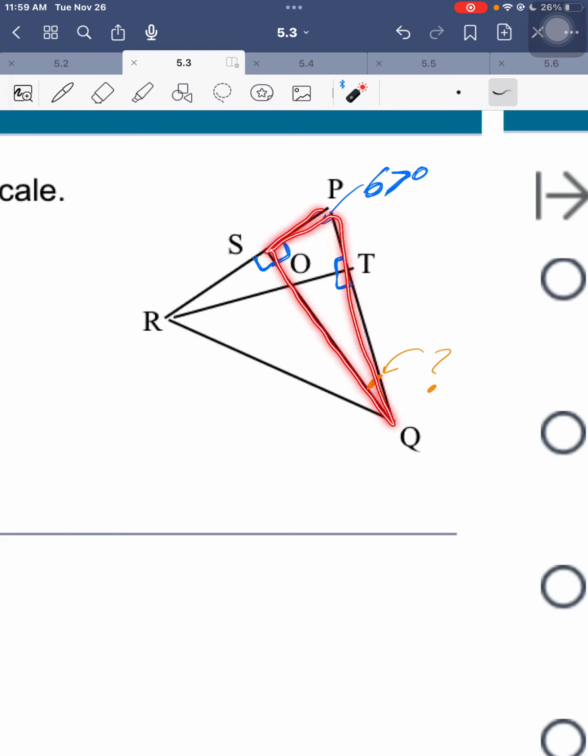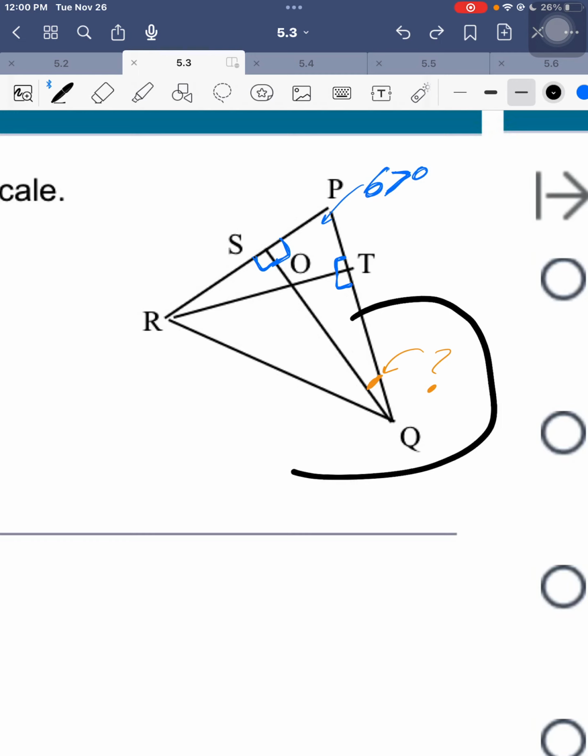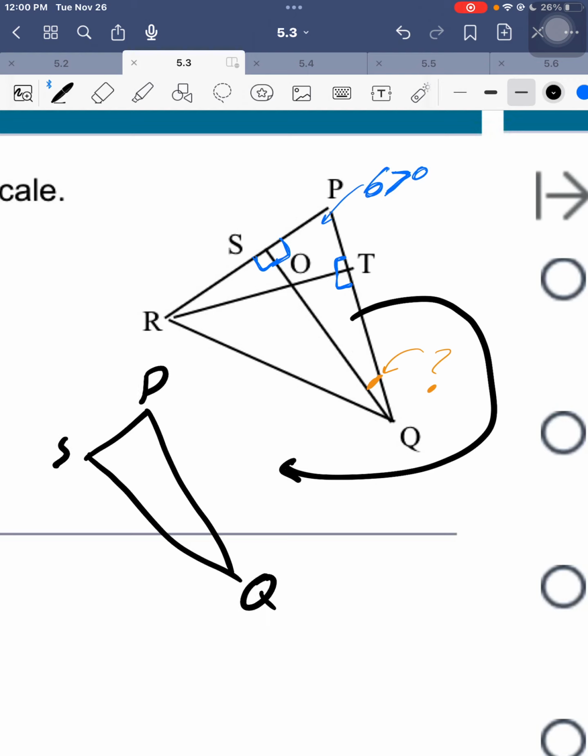But what else do I have here? Look, I have this triangle right here, PQO. And what do I know about PQO? Let's draw this out. Or PQS, I apologize. I'm gonna pull out this triangle onto here. So I'm gonna have S, P, Q. So what is my P? 67. What is my S? It's the 90. It's the 90, guys.